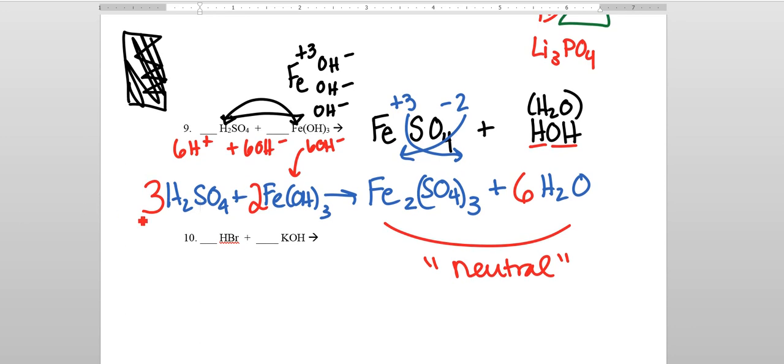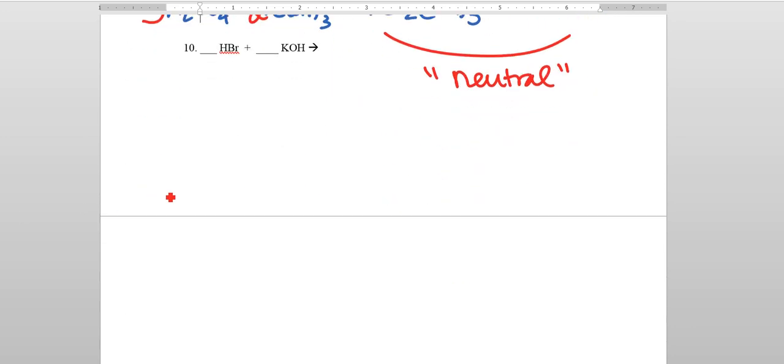Okay, so number 9 was a little bit of a trickier one. 10 is more straightforward because they're all positive, negative 1 charges.